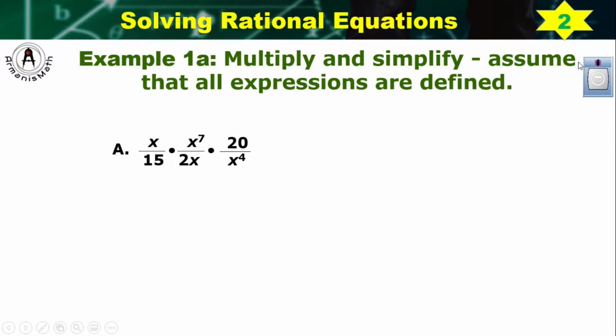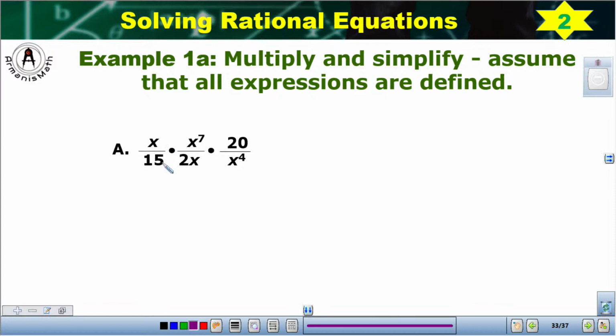This one says multiply, simplify, and assume all the expressions are defined. They're basically telling you x should not be 0 here, right? Because if it's 0, that means it's undefined. So they're saying we got you covered for that, x is fine. I will take a look at this one again, because it looks like we've done something similar in the past. But I have x here, so I'm going to start to chop.